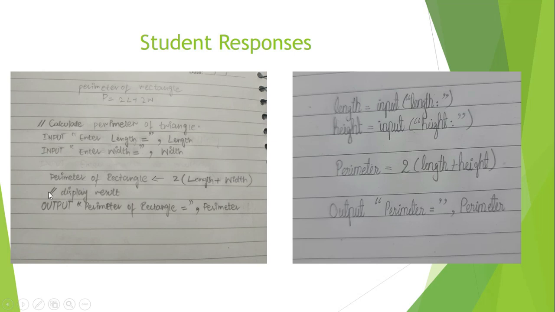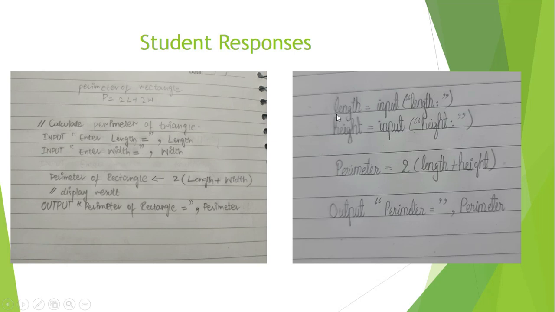So now next, display result. Okay, fine, this is a command. Next, output, you are using capital letter keywords. Fine, perimeter of rectangle is equal to perimeter. So here is another mistake, because this is an undefined variable. You need to use this, because you are storing this data after processing in this variable. So you need to write this variable over here. The rest is fine, good, well done, great job.